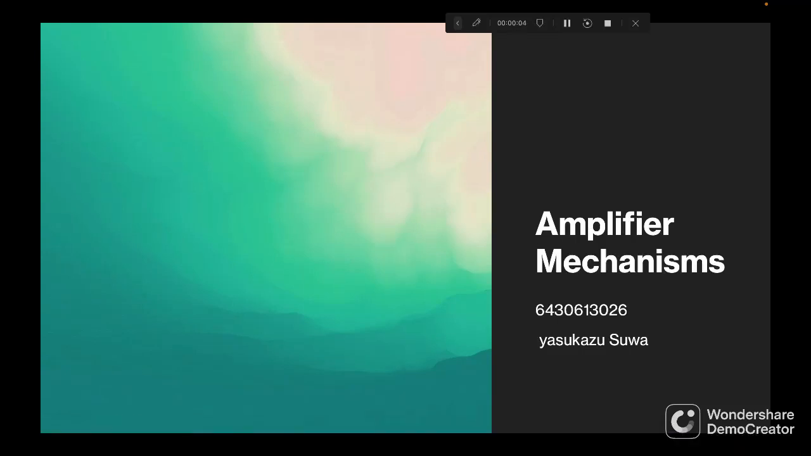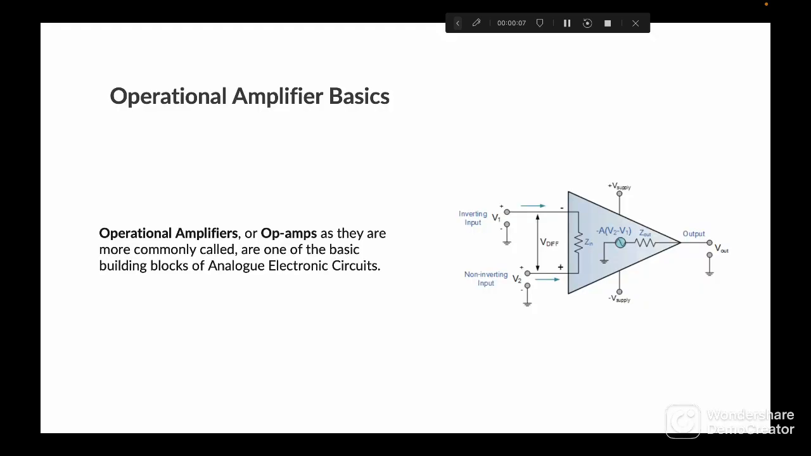I'm presenting about the operational amplifier mechanism. So let's get started. The operational amplifier, or op-amp as it is more commonly called, is one of the basic building blocks of analog electronic circuits. In this presentation, I will share the operational amplifier, a linear device which has all the properties required for nearly ideal DC amplification. They are used extensively in signal conditioning and filtering, and to perform mathematical operations such as add, subtract, integration, and differentiation.